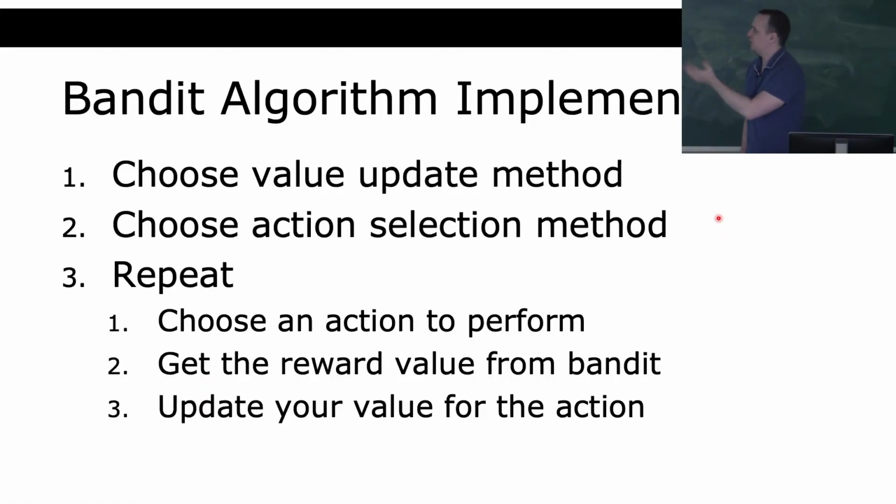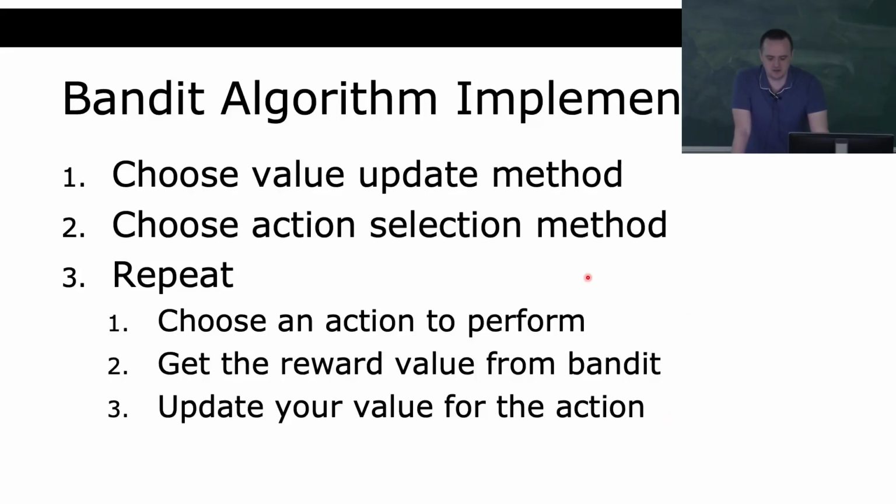Okay, so if we want to implement a bandit algorithm, what we have to do is we're going to choose our value update method. So for example, are we going to do the average? Are we going to do the incremental version? Second, we're going to choose an action selection method. Let's just say we're going to do epsilon greedy because we saw how greedy is not the best. And then you're going to repeat for some number of time steps or until your Amazon credits run out or until your assignment is due or whatever. You first choose an action to perform. Then you get the reward value from the bandit, and then you update your value for that action. Then it all repeats again.